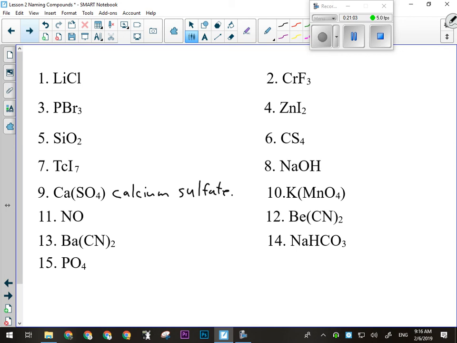So actually the naming part's really not all that tricky. It's when it comes to doing the formulas and we have to drop and swap, then we might need brackets. That gets a little bit different, but it's not really that hard. Okay, we haven't got to that yet, but we will. So I want you guys to try all 14 of these. I will go through a few at a time. Okay, in a few minutes, we'll go through a few more and see how we're doing on this.